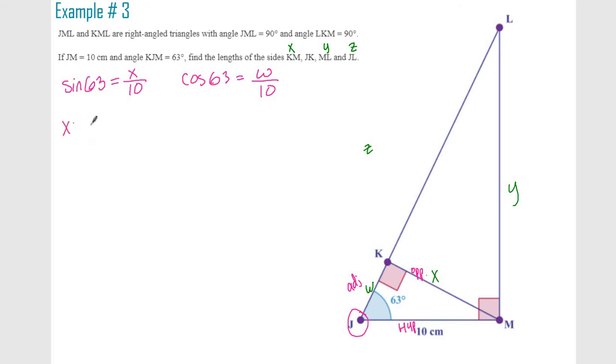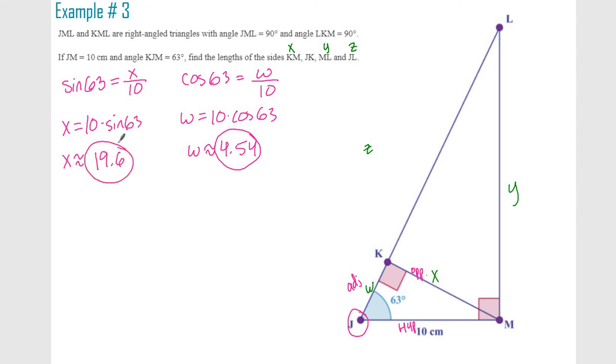So here we can just do this on our calculator, and then w is just 10 times cosine 63. So if you work that out, let's see, what did we get? We got W to be roughly 4.54 to 3 sig figs. All right, and we can get X to be, I believe, 19.6 to 3 sig figs.